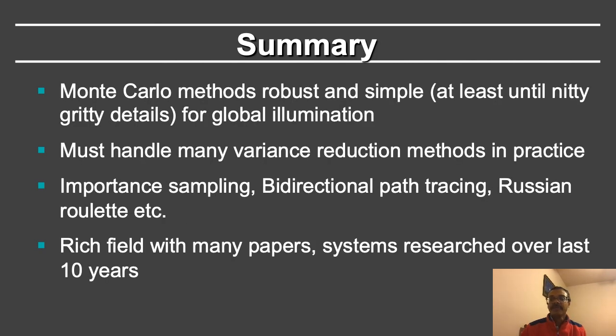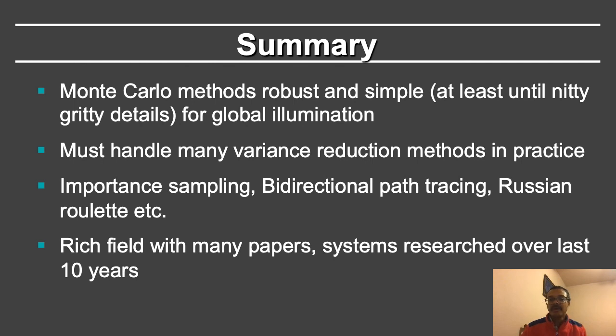In summary, Monte Carlo methods are robust and simple, at least until you start working through the nitty-gritty details of how do I do this 2D sampling exactly correctly. For this reason, they are the method of choice for global illumination and what we study in CSE 168. They must handle many variance reduction methods in practice. You can implement a very vanilla path tracer, which is typically used as the base case in papers, and then you argue that your various variance reduction methods leave the problem unbiased but can speed up rendering so much.